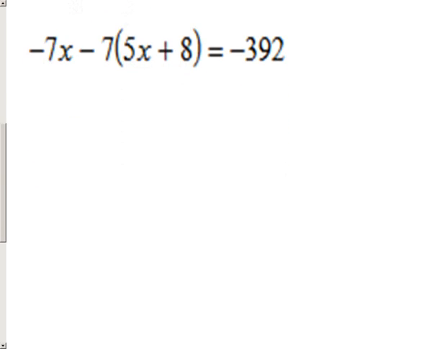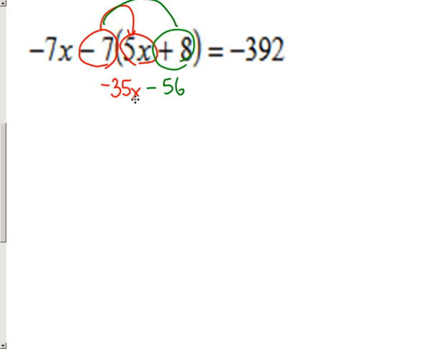Here we go. Let's go through this one. The first step that we do is get rid of the parentheses. So negative 7 is sitting right beside the parentheses. Always look at that sign in front. So negative 7 times positive 5x is negative 35x. And then negative 7 times positive 8 is negative 56. So I literally write negative 56 right up against the negative 35x.